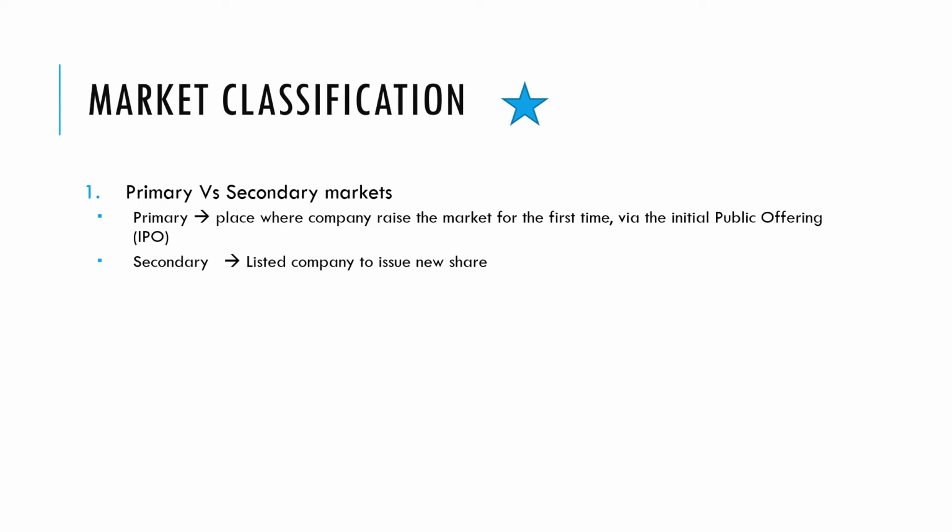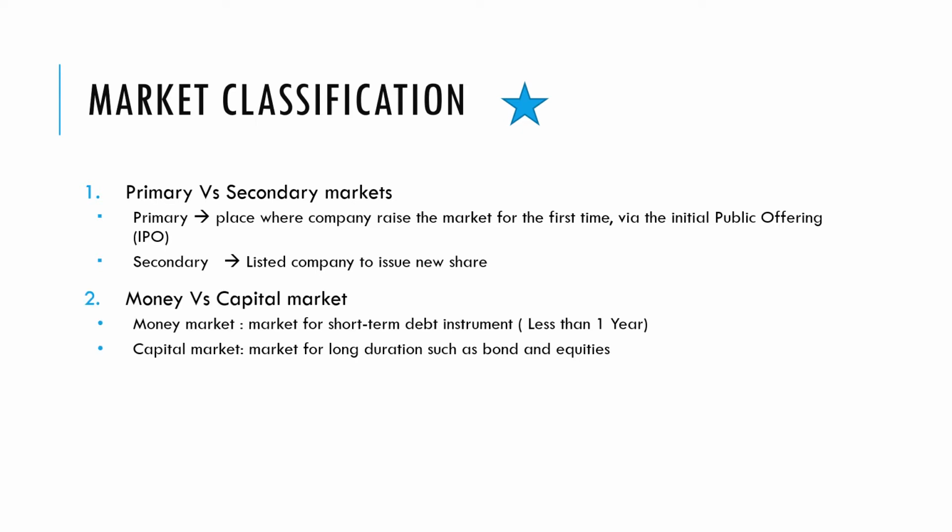Primary market is where the company raises money for the first time. Secondary market is for companies that have been listed and are seeking to raise funds in the stock exchange. Another differentiation is to compare the duration of the instrument. Money market refers to the investment of less than 1 year, while capital market refers to the investment of greater than 1 year.